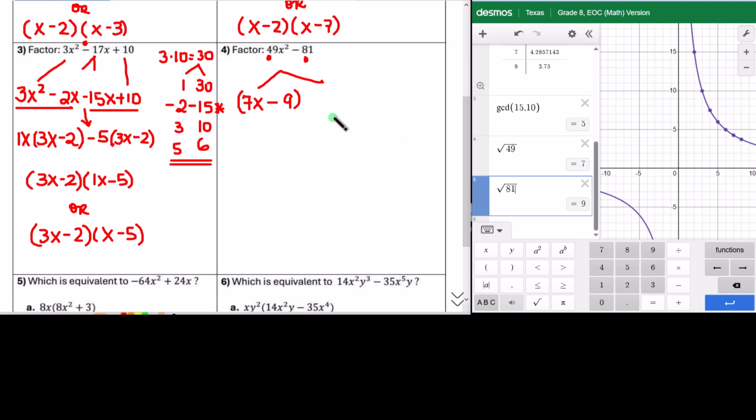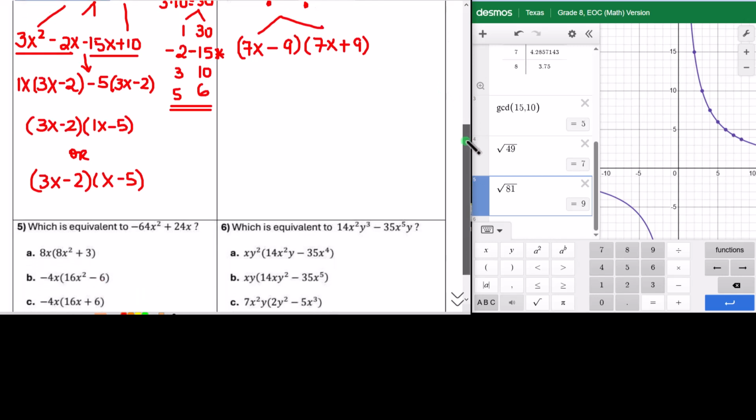And if that occurs, then, like I said, you take the square root of the first, square root of the second with a minus in between, and then you copy it again, but with a plus. So 7x plus 9. And there we go. That's the factorization of the special case. All right, let's go on to the next one.